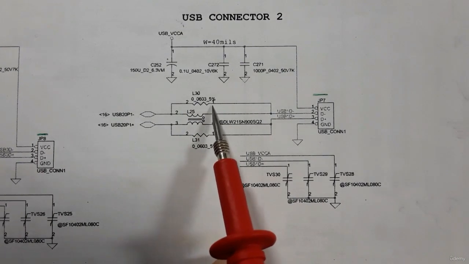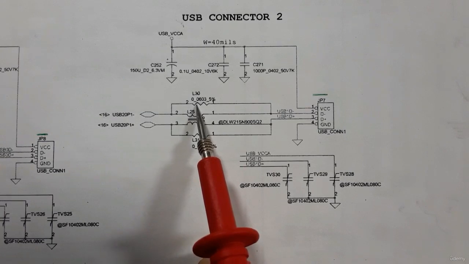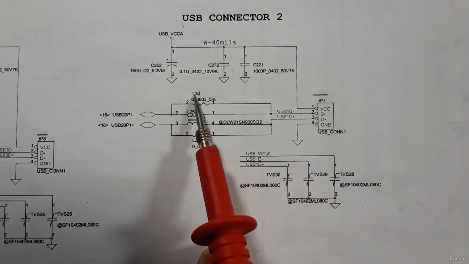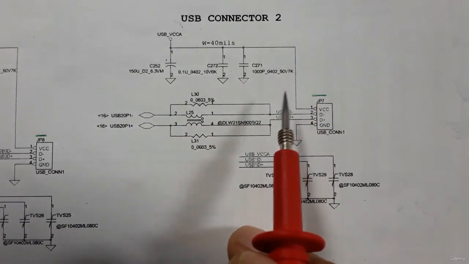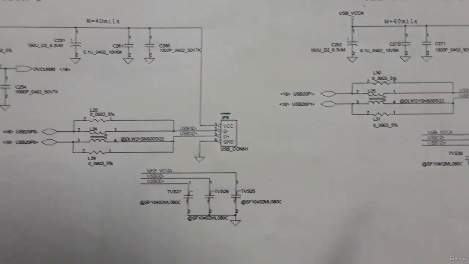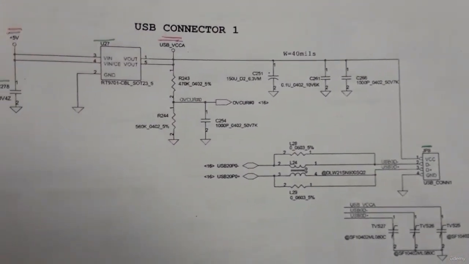If you check this resistor using the multimeter, you will get continuity and you will hear a buzzer. Why? Because this is a low resistance. That's why they use L, because it's the same as the coil. So now let's check the whole circuit of the USB connector.